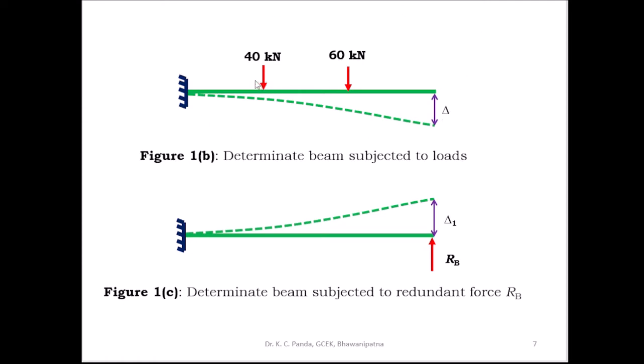In the second case, you have to remove the load and take the upward reaction at B. That is, you take the redundant at B, and due to this redundant you have to find out the upward deflection. So this is the determinate beam subjected to the redundant force RB, and due to this redundant force, you find the upward deflection, which you take as delta 1.